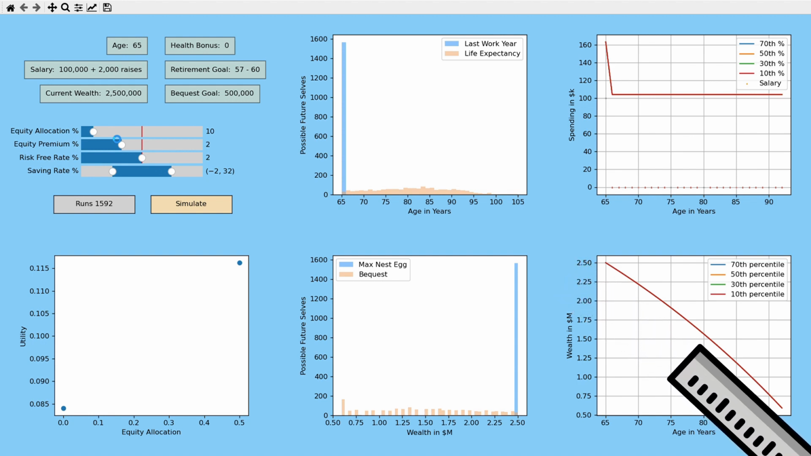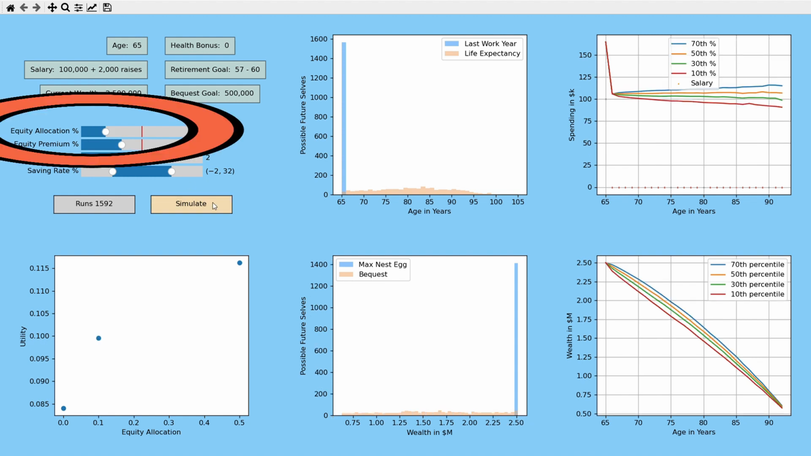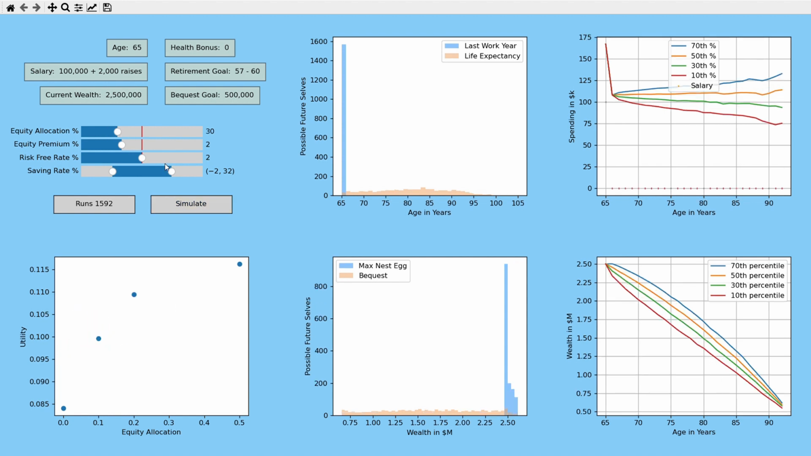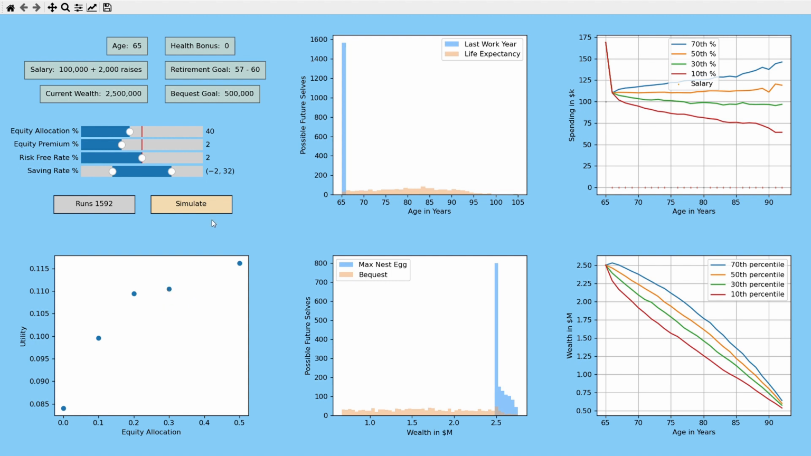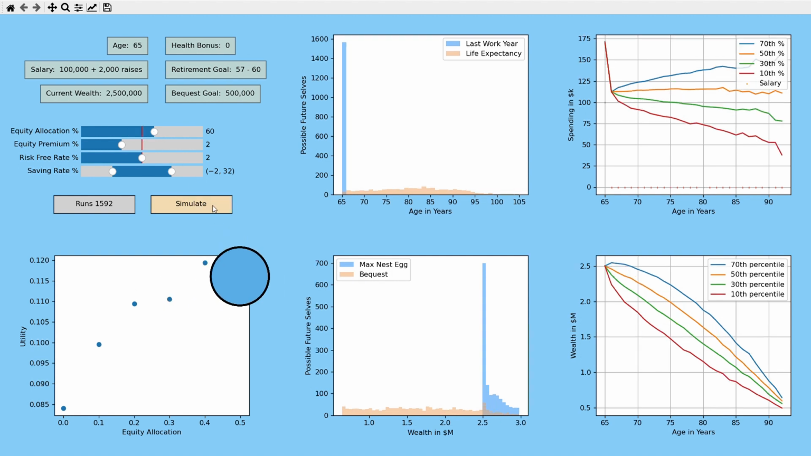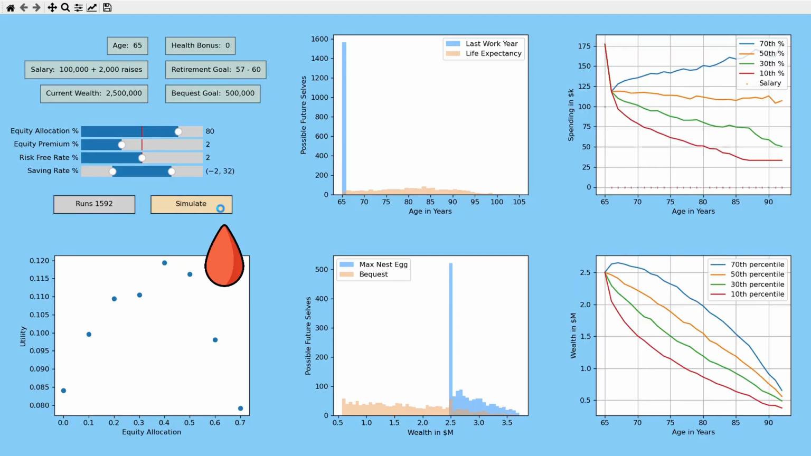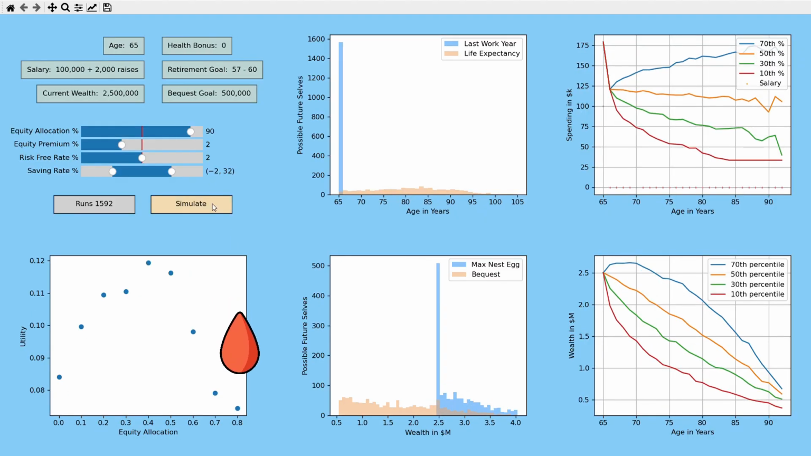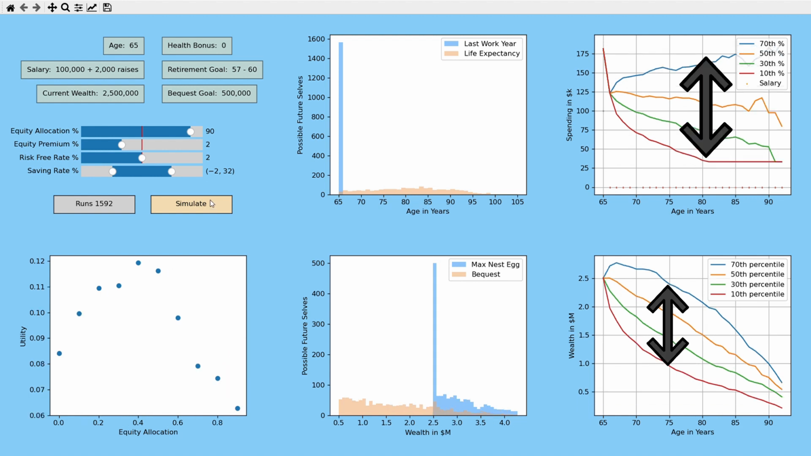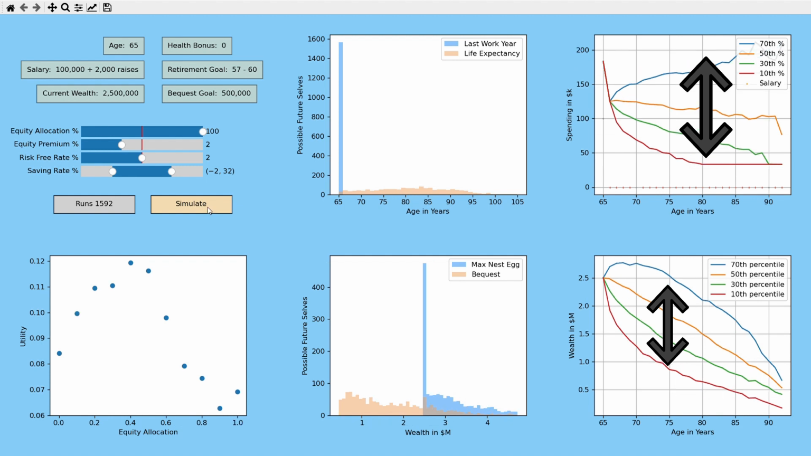If we slowly bump up the equity allocation 10% at a time, we can add more data points to the utility graph. Eventually, we will reach a graph which peaks around a share of 0.5, which makes sense since the theoretical Merton share should be 0.56 for this person. What is a little bit scary is how much the utility function drops off for a larger equity allocation value. You can also see how much more the fortunes of the theoretical people spread out for larger equity allocations.